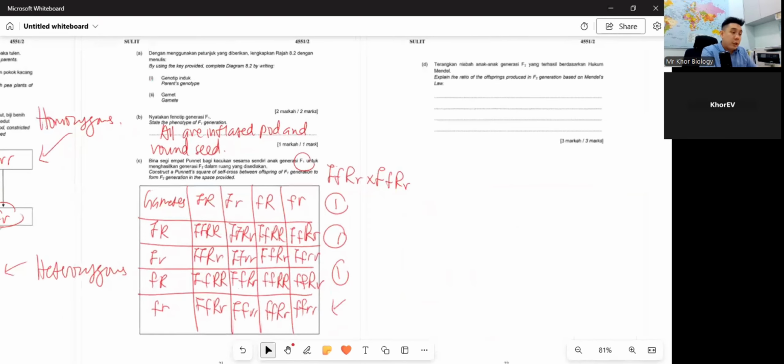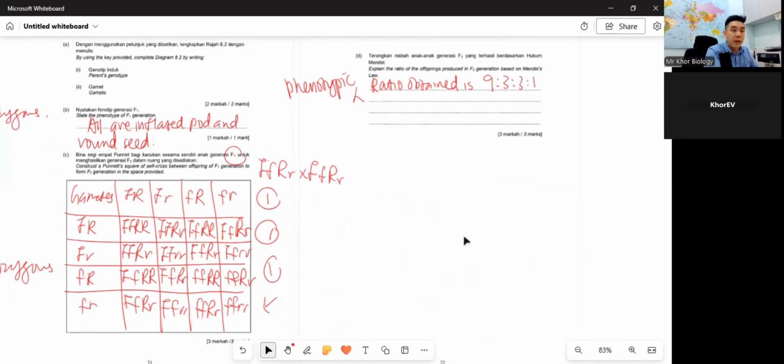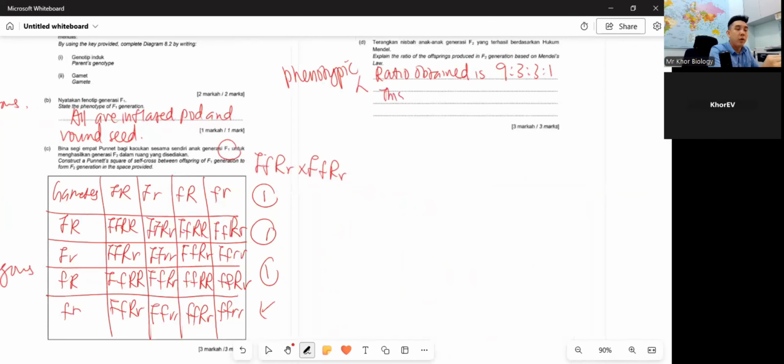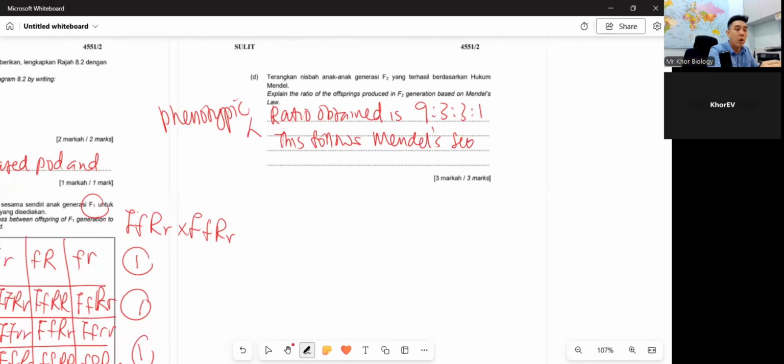All right, explain the ratio. Guys, the ratio obtained, or better still, the phenotypic ratio, is 9:3:3:1. Okay, it's 9:3:3:1. So this follows Mendel's second law.